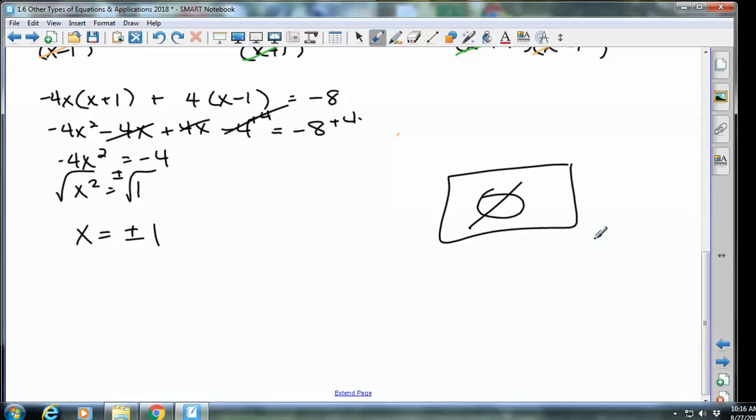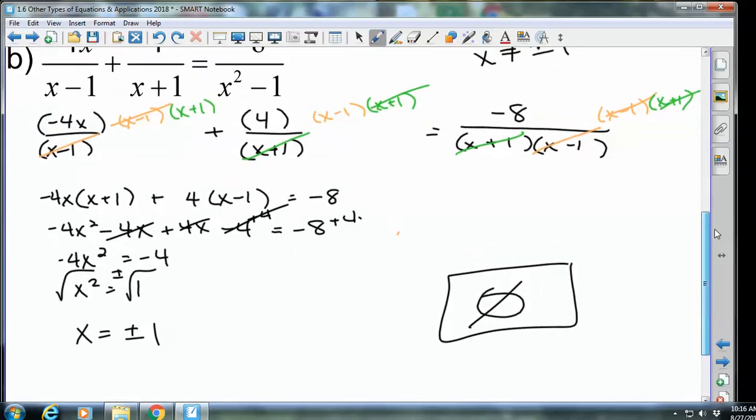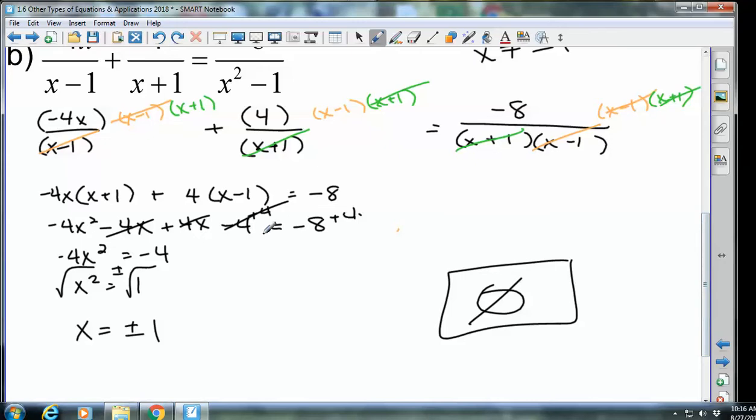Okay, where did I lose you? So after you put, where did you get the negative to go to the other side? Right from this term, when I took 4 times the x minus 1, that would give you 4x minus 4. Other questions?